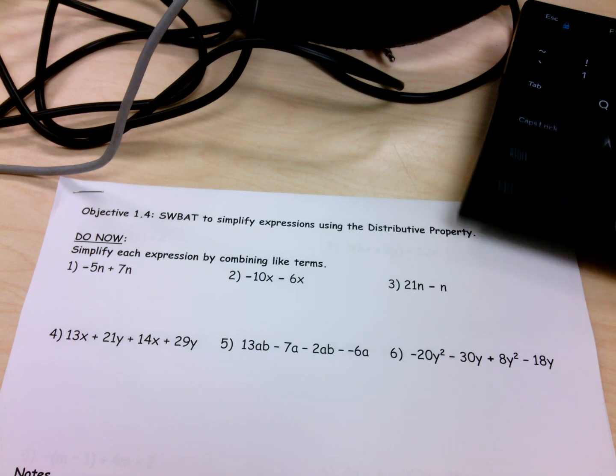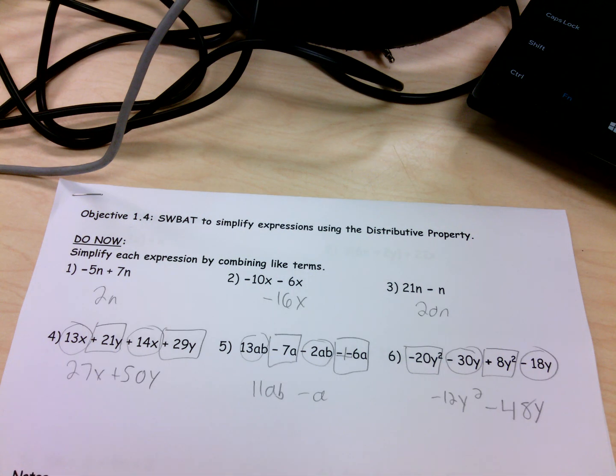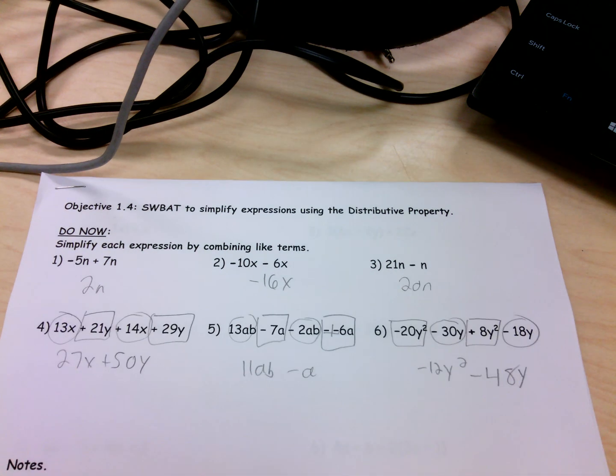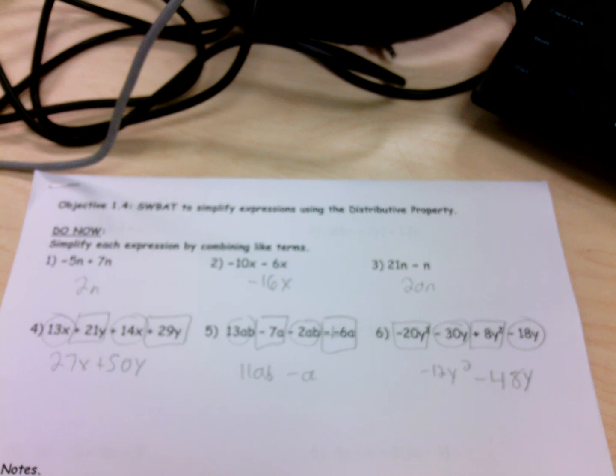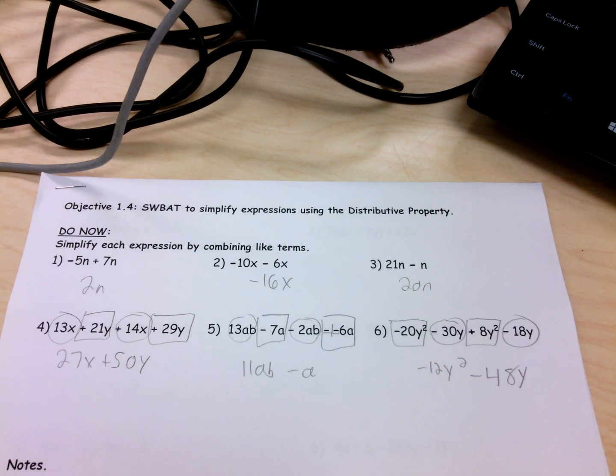Hi everybody, so today we're going to talk about objective 1.4, which is about simplifying expressions using the distributive property. Okay, so please do me a favor right now, pause the video and try each of these six do now problems, and then when you press play you can check your answers with mine. Alright, so here we have our answers for the do now. Okay, please be careful on number 5, double negative, that turns into a positive, okay?